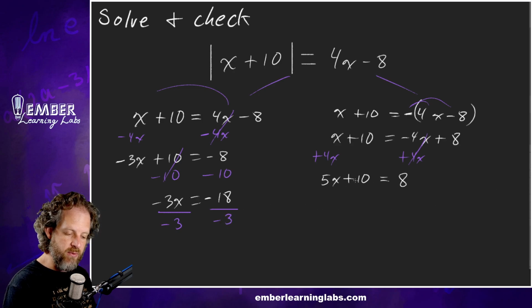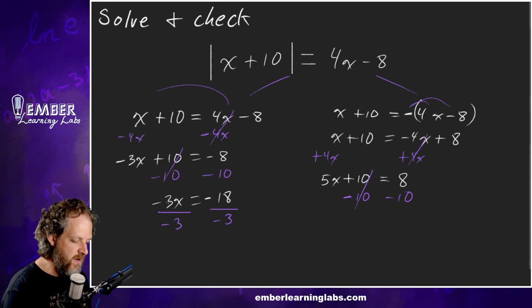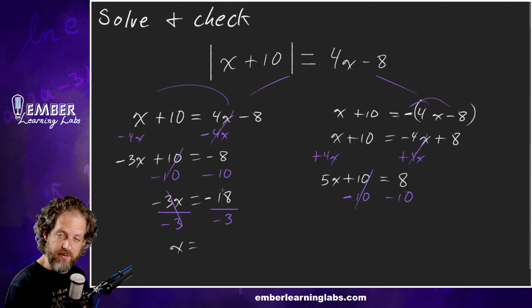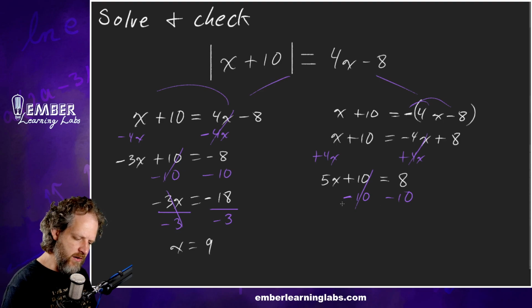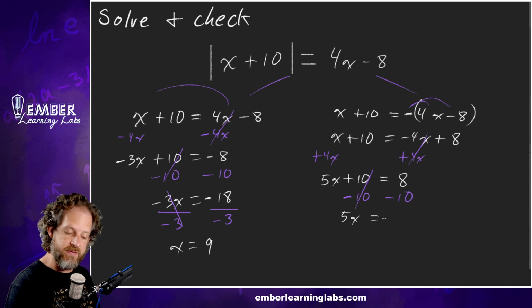This one, we want to get rid of this addition and subtraction first, because that's going to be easier. So we're going to subtract the 10 because it's added. Cancels there. Over here, this cancels, leaving us with just x equals positive, negative divided by negative is positive, positive 9. Right? Over here, we bring down the 5x equals 8 plus negative 10, which is negative 2.